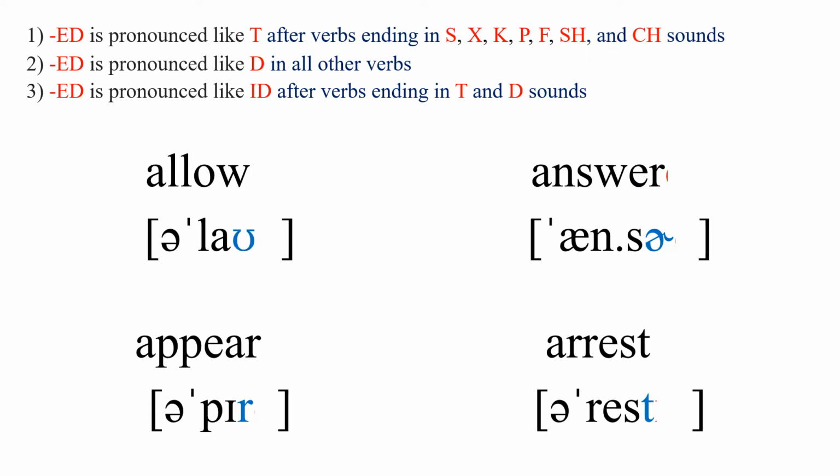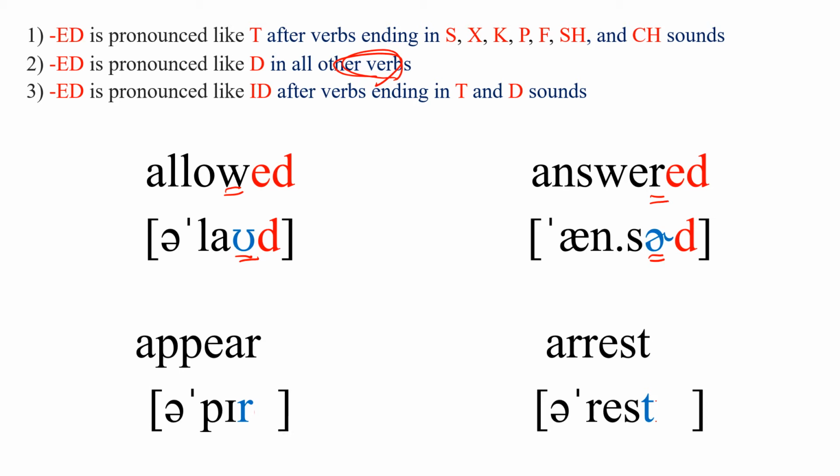We have another four words here. The first one, allow. This is a consonant, so we put ED, and then this is an "oo" vowel sound, which is voiced, so we just put D here. We read allowed. And next one, answer. This is a consonant. We put ED, and then this sound is voiced. So we read this, answered.